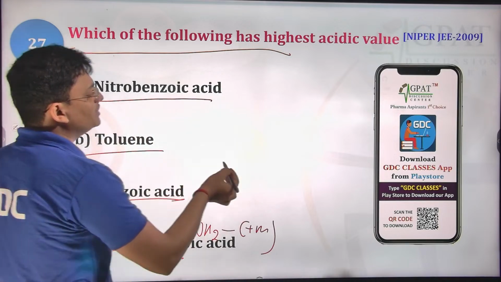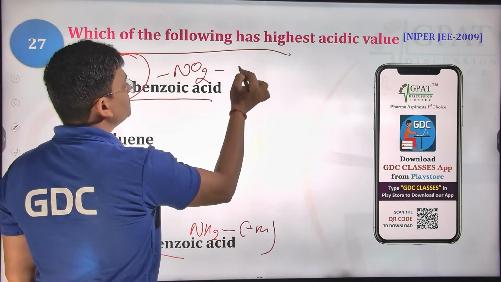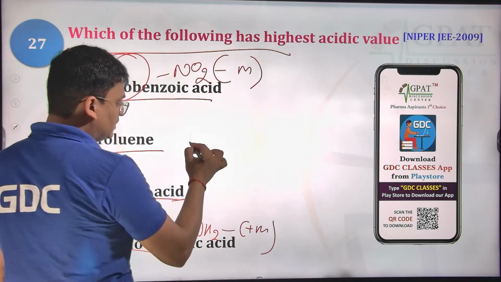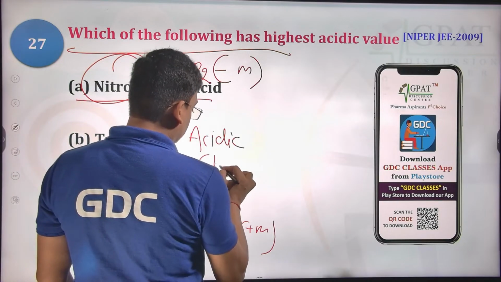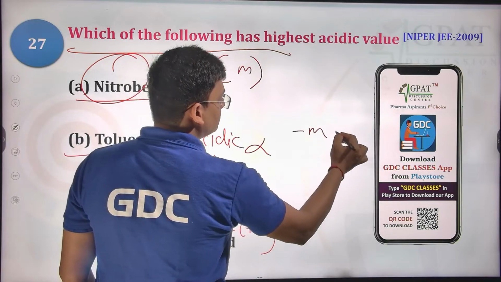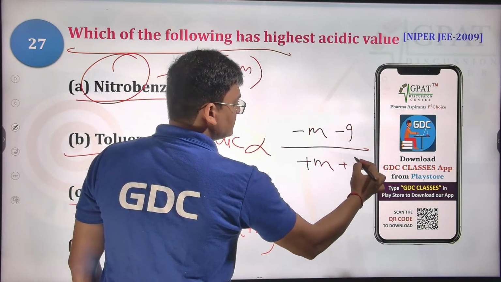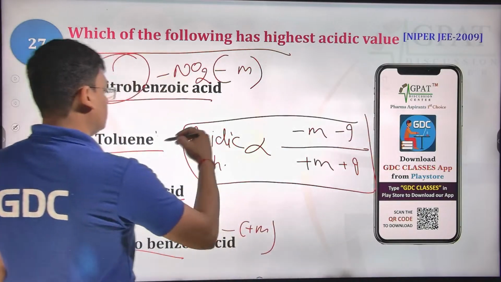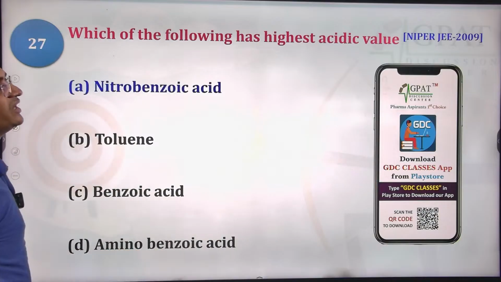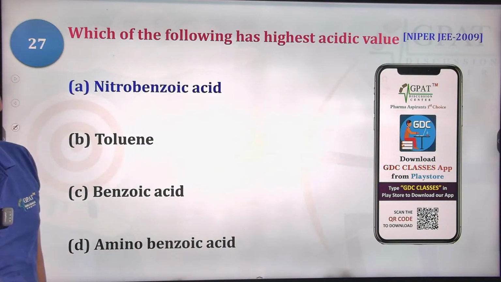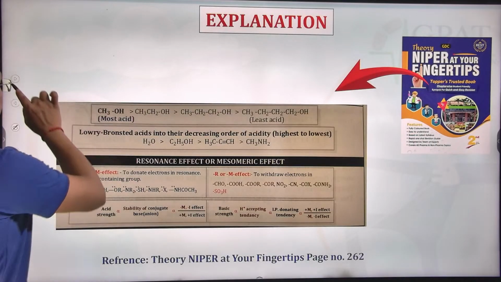While nitrobenzoic acid has a nitro group, that is NO2 group, and this NO2 group is a minus M group, and acidity depends on the minus M. Acidic character is directly proportional to minus M, minus I nature, while inversely proportional to plus M and plus I natures. So A, that is nitrobenzoic acid, will have the highest acidic strength. A is the right answer for this question.